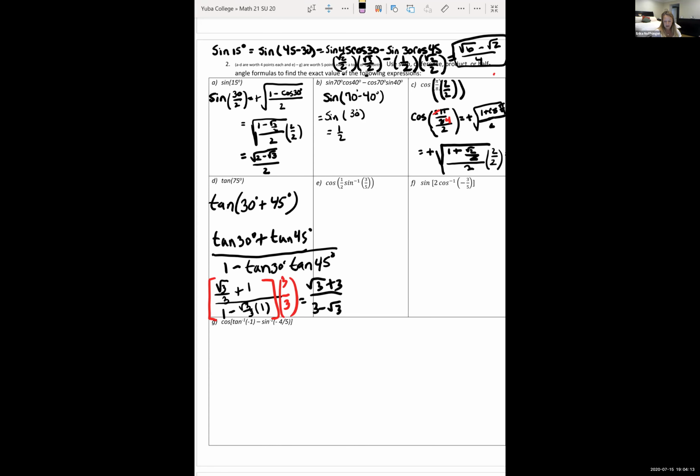And then let's rationalize the denominator. So we have to multiply this by 3 plus root 3 over 3 plus root 3.